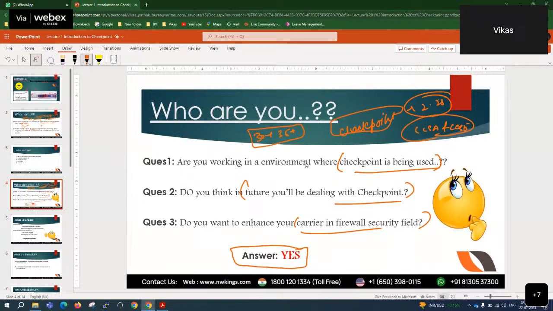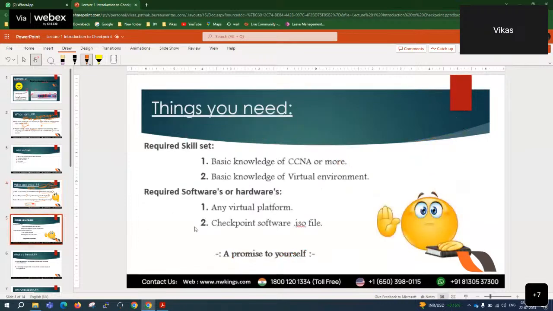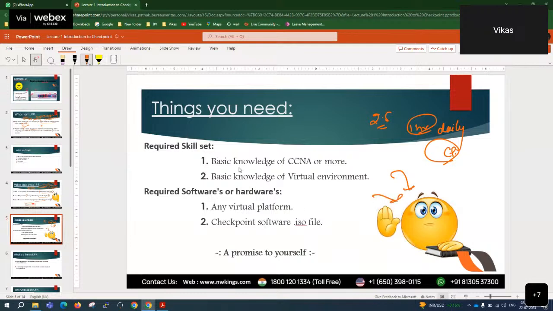So what I need is one promise. I need a promise, like a person makes by keeping a hand on the holy book. I need a promise from yourself that for the coming 2.5 months, you will give 1 hour daily to Checkpoint. That's all you need. If you are ready to make this promise and you have a basic understanding of CCNA, that's all you need. The rest, I will be doing everything.